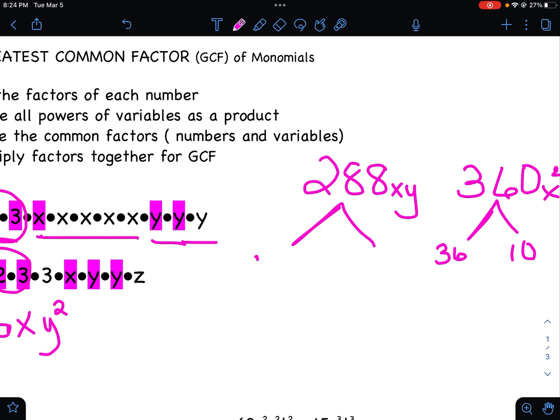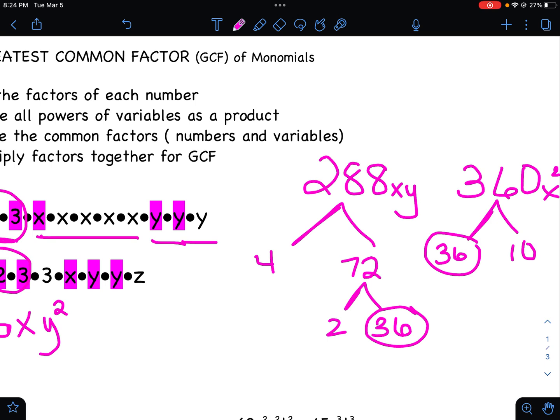I believe that 4 will go into this one evenly. 4 goes into 20. 4 times 7 is 28, and 4 times 2 is 8. So 4 times 72 is 288. Now I happen to know that 2 times 36, so they have a 36 in common. And if you break down the 2 and the 5, they have a 2 in common. So 2 times 36 means they have a 72 in common.